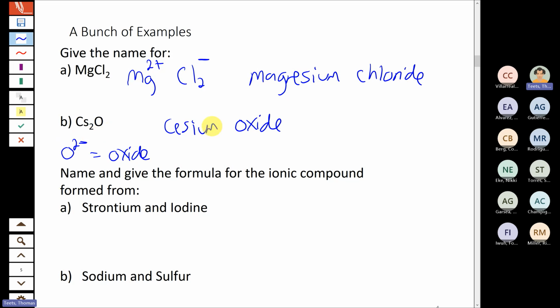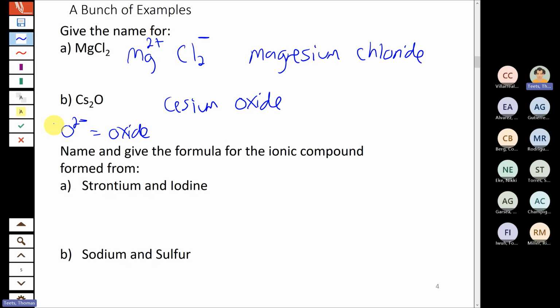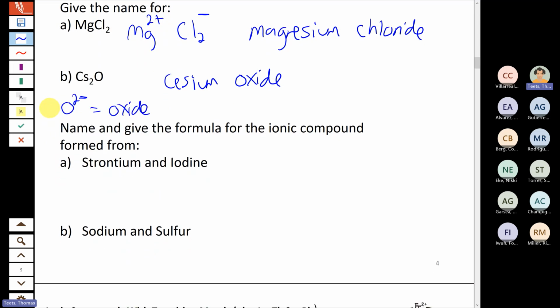Another way that we could ask these types of questions, where we give you the formula and you give us the name, or a slight variation on that, is we don't tell you the exact formula.